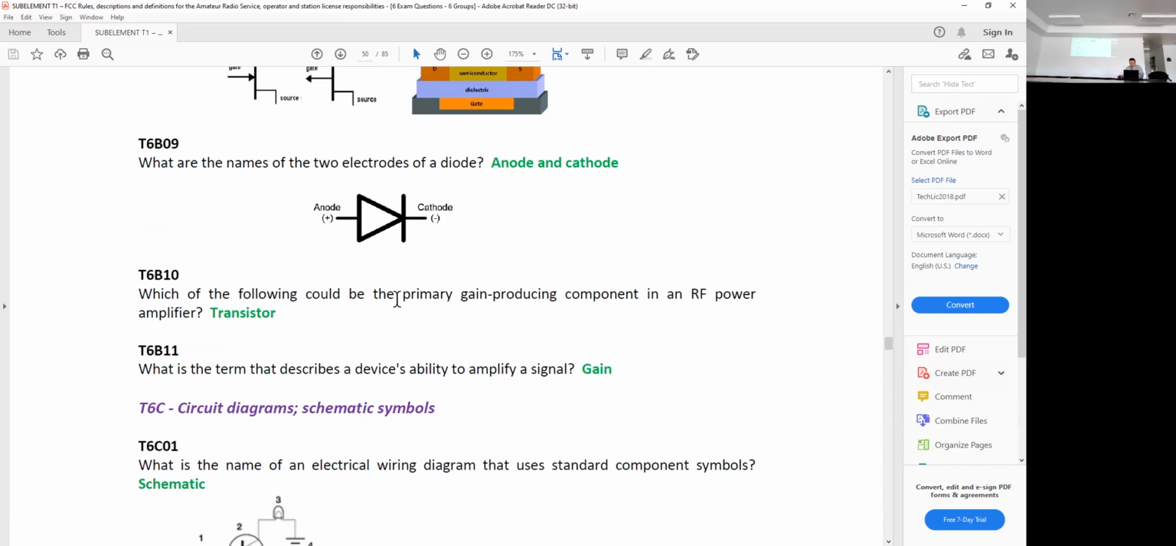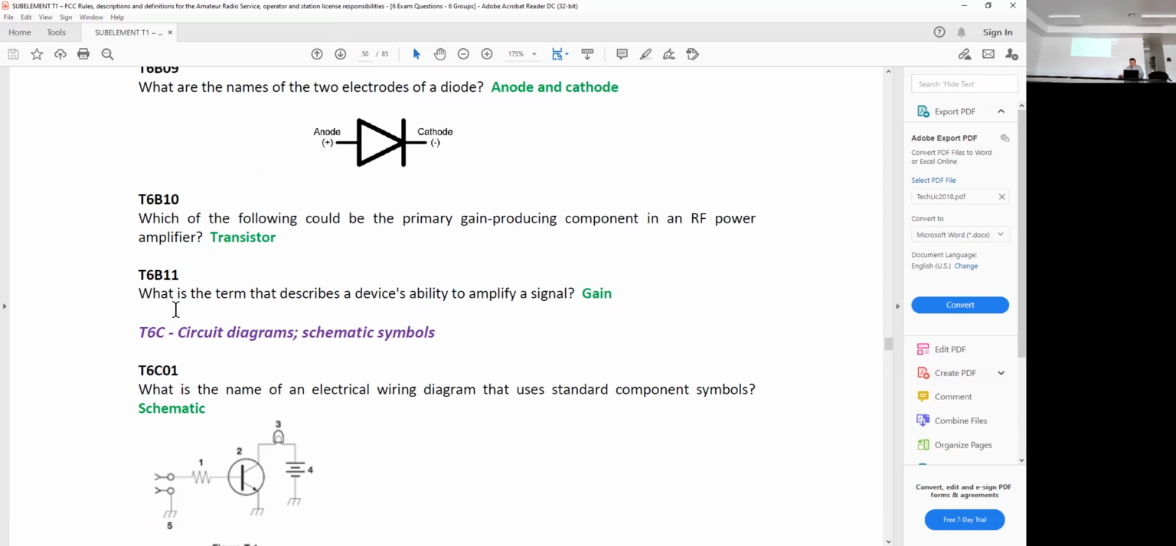Which of the following could be the primary gain producing component in an RF power amplifier? And that's the transistor. What is the term that describes a device's ability to amplify a signal? Gain.